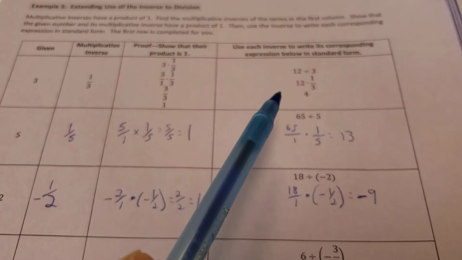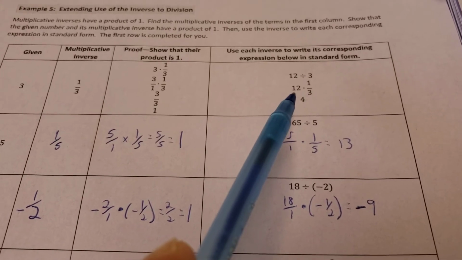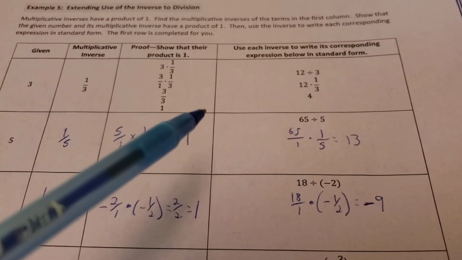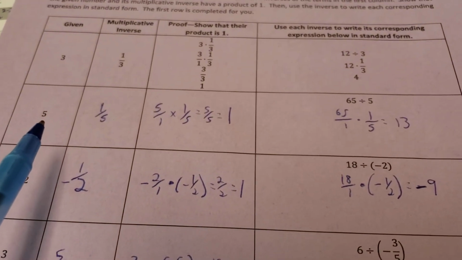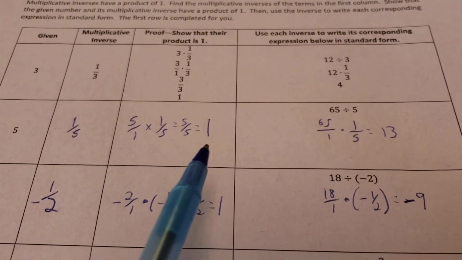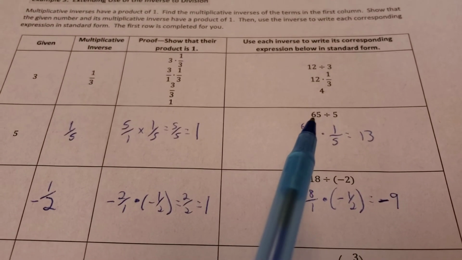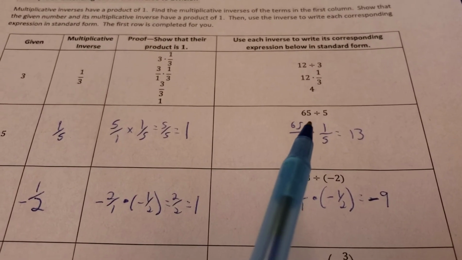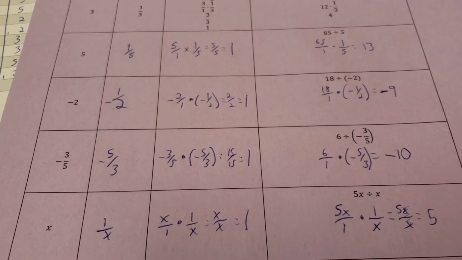And if you divide, 12 divided by 3, for example, well, 12 over 1 times 1 over 3. So they flip that, and you get 4. All right, so here's another example. You're given a 5. The multiplicative inverse, the flip of that, is 1 over 5. Now, if you take 5 over 1 times 1 over 5, you just get a 1. You get the same thing. Now, if I did 65 over 1 divided by 5 over 1, I keep it, change to times, and flip it to 1 over 5, and I get 13. So, similar kind of concept as you can see in these examples here.